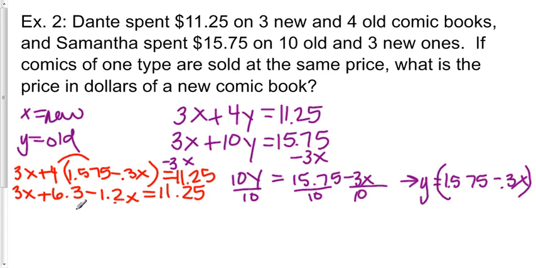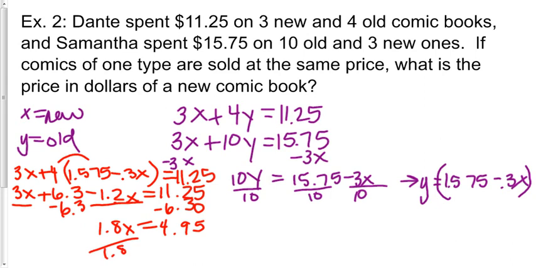Okay, now I can subtract my constant 6.3 on both sides. And then I can also combine my x's together. So 3 minus 1.2 leaves me with 1.8, so 1.8x equals, and now I'm going to subtract over here, and I get 4.95. Then I can divide both sides by 1.8, and I'll have my answer, hopefully.